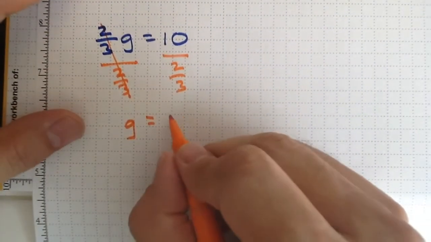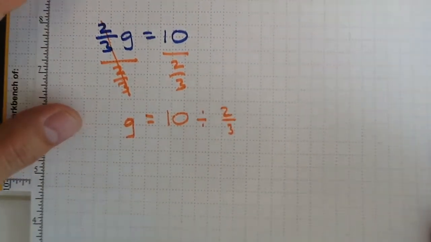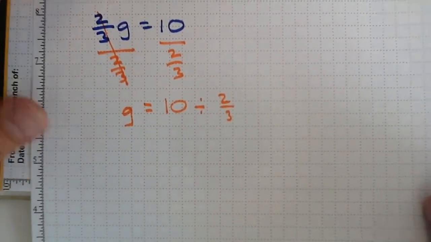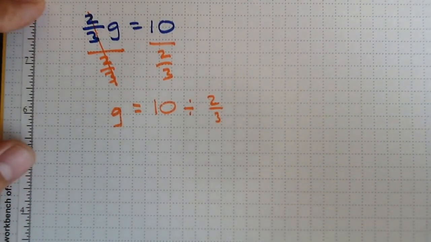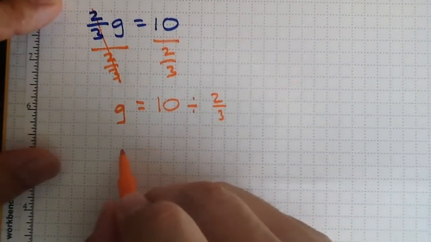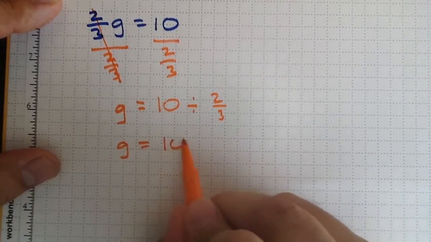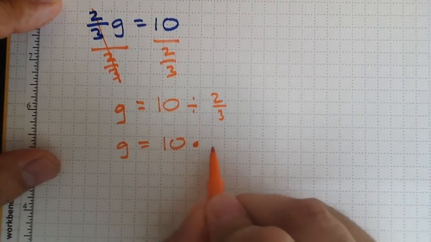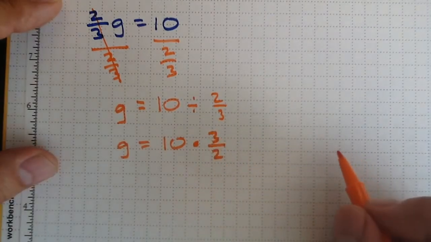And then over here, what we get is 10 divided by 2/3. But if you think back to your work on fractions, when we do division with fractions, there's actually an easier way. You can actually divide with fractions, but it gets pretty complicated in certain situations. So somebody figured out that rather than do division, you could take 10 and multiply it by the reciprocal of 2/3, which is 3/2.